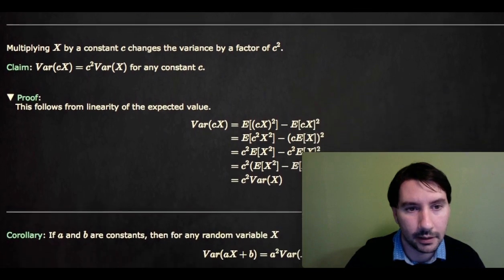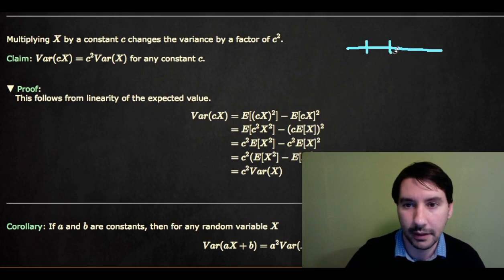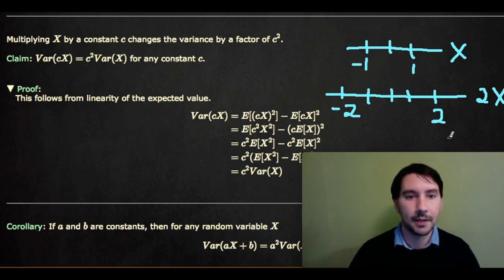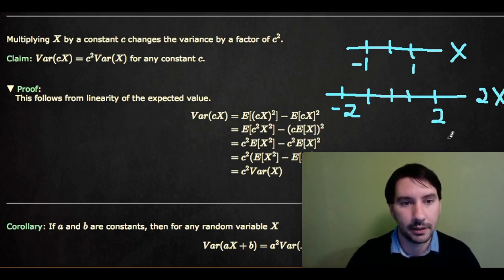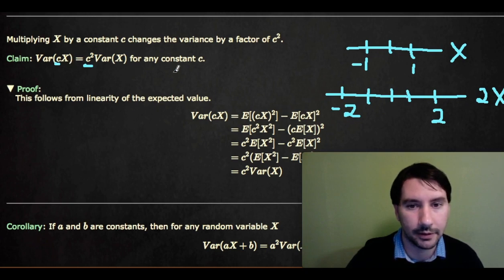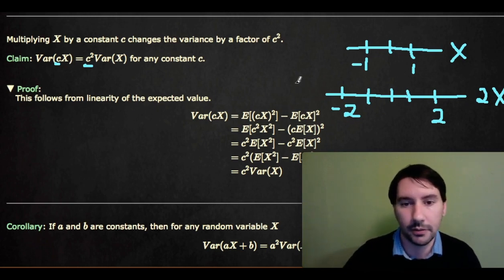However, if we multiply a random variable by a constant, that does spread out the values. So if we have an x, which is taking the values -1 or 1, and then we multiply by 2, so we get 2x, now the values are -2 or 2, and they're more spread out than they were before. And it turns out that if you multiply by a constant c, it changes the variance by c squared. So the variance of c times x equals c squared times the variance of x. And once again, you can use linearity of expected value to show that this is true.